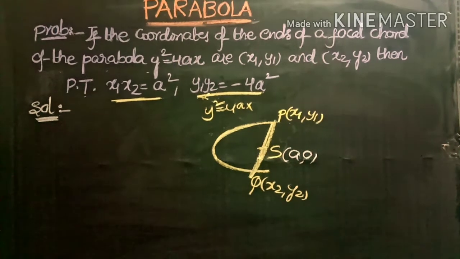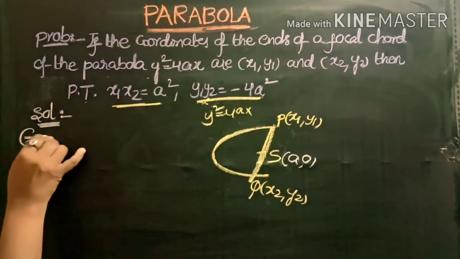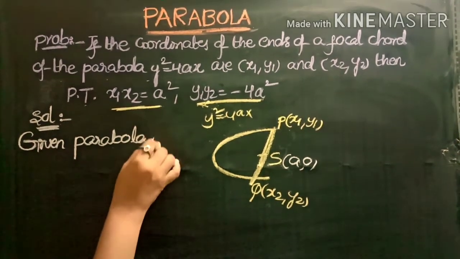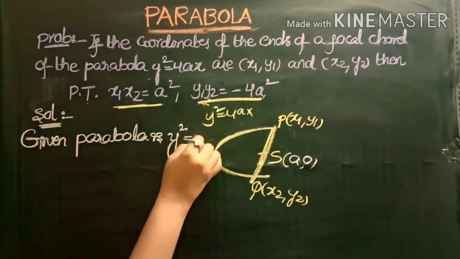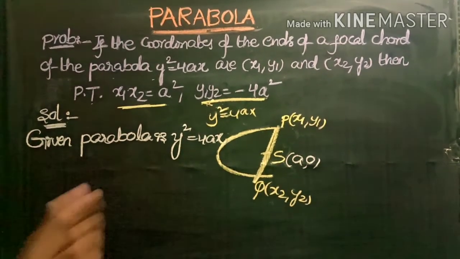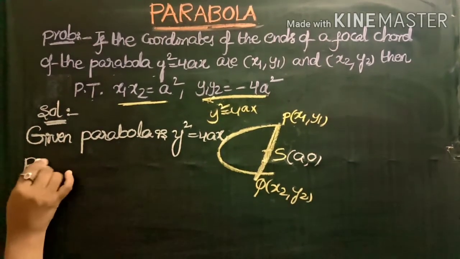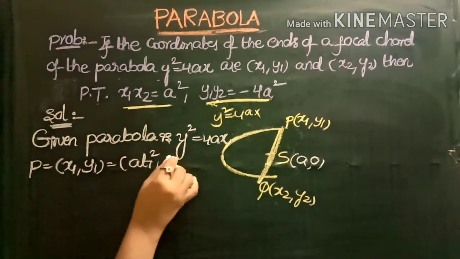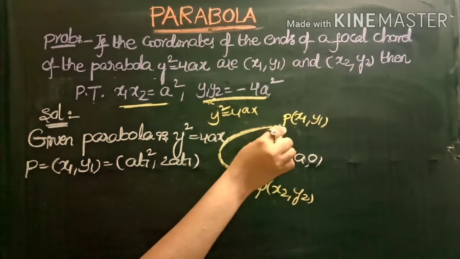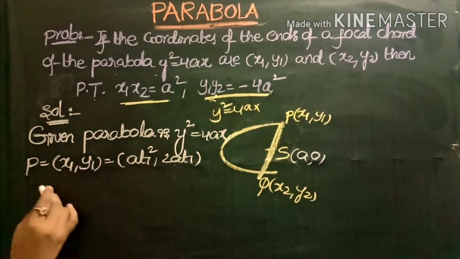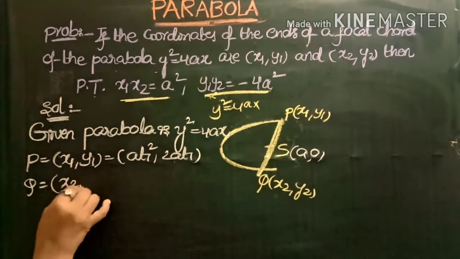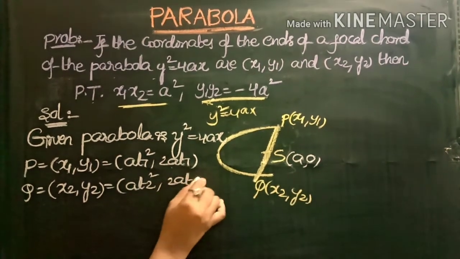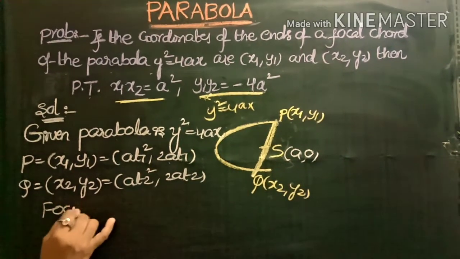So first we write the given parabola: y square is equal to 4ax. Now we are taking the points x1, y1 and x2, y2. Let P be x1, y1. We take this point as a t1 square comma 2a t1, since this is a point on the parabola and any point on the parabola is of this form. The next point is Q, which is x2, y2, taken as a t2 square comma 2a t2. And already we know that the focus S is a comma 0.